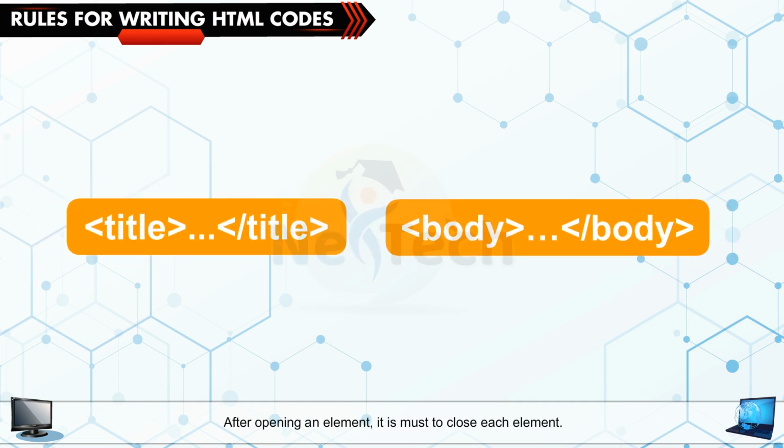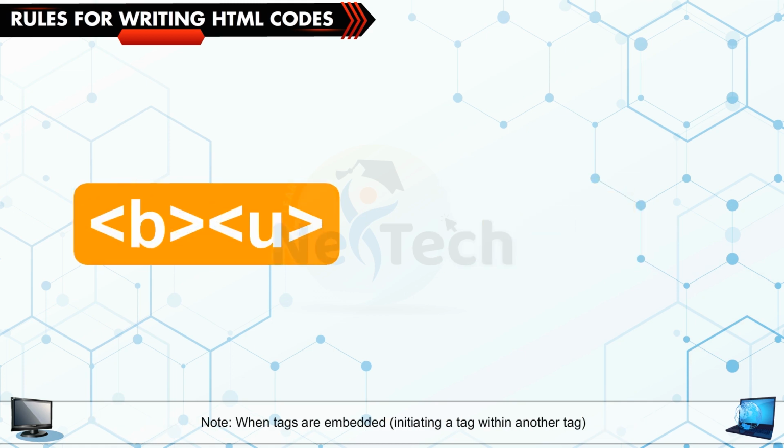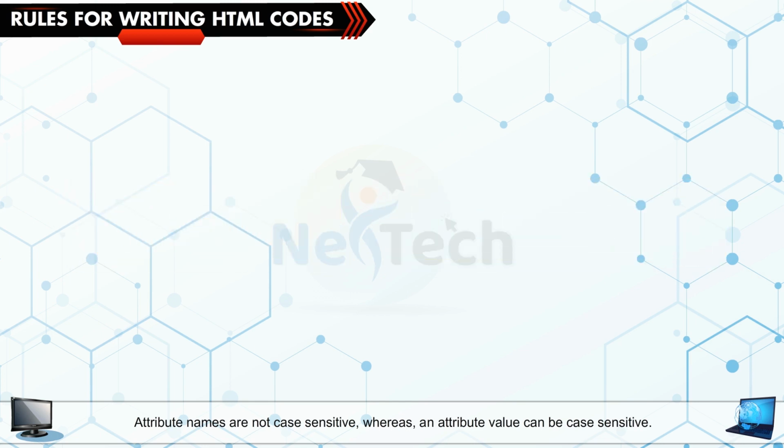After opening an element, it is a must to close each element. However, there are some exception elements which do not have closing tags. For example, BR, HR, and so on. Note, when tags are embedded, that is, initiating a tag within another tag, you must close the inner tag or tags before closing the outer tag or tags. For example, nesting tags. Attribute values must be enclosed in double quotes. Attribute names are not case sensitive, whereas an attribute value can be case sensitive.